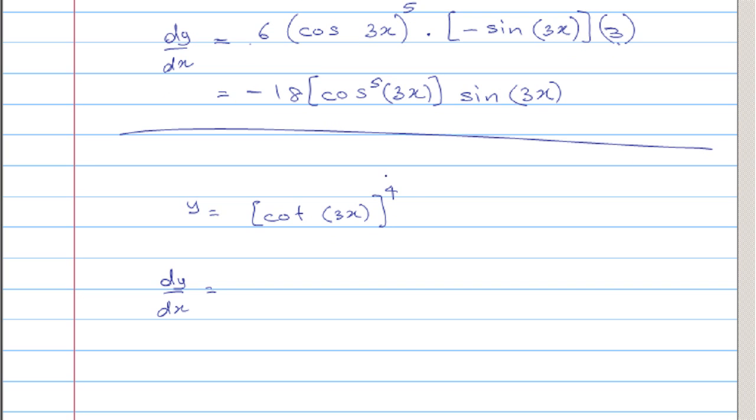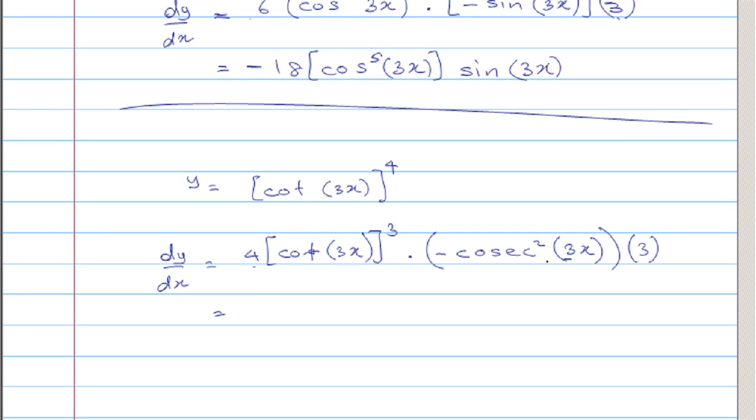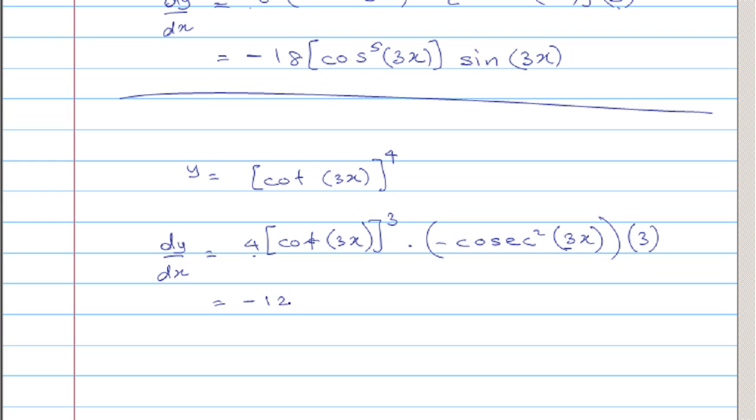So dy over dx, bring the power to the front, so I get 4 times cot of 3x to the power 3, reduce the power by 1, and then multiply that by the derivative of cot 3x. Now the derivative of cot x is minus cosec squared x, so I'm going to get minus cosec squared of 3x, and then I'm going to multiply by the derivative of the 3x as well. So I'm going to get times 3. So the derivative in this case is going to be 4 times 3 times the minus sign. That's minus 12 cot cubed 3x times cosec squared 3x.